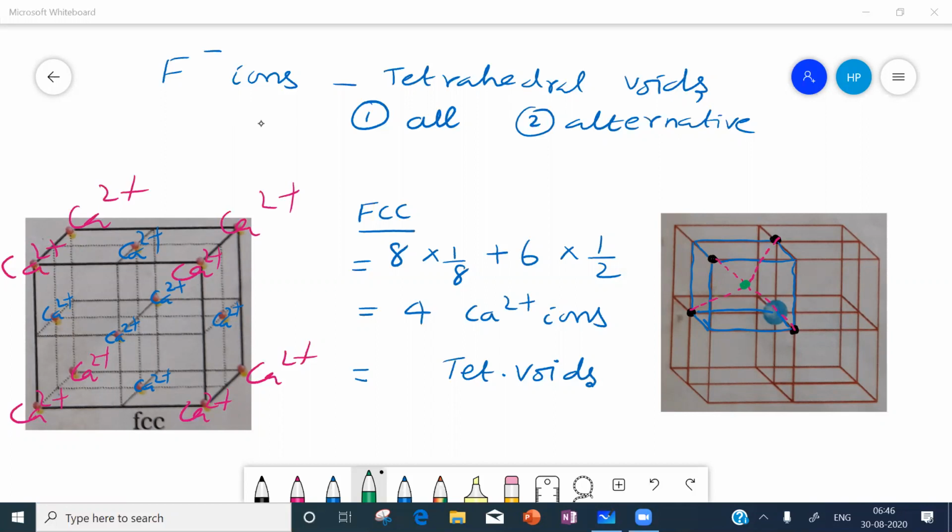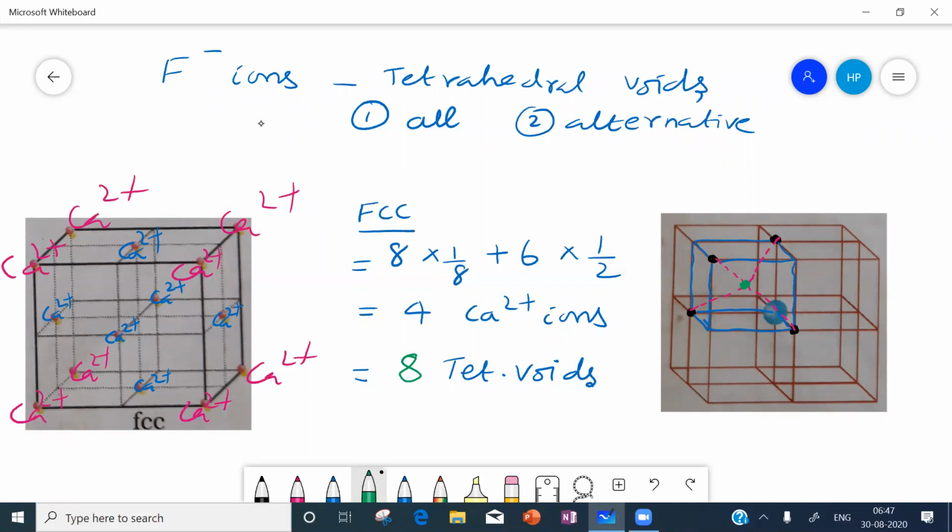In this FCC unit cell, how many tetrahedral voids are present? Okay, you are saying that 8 tetrahedral voids are present. Now we will go for F minus ions occupying tetrahedral voids. This point we will see. How many tetrahedral voids will F minus ions occupy? All tetrahedral voids or alternate tetrahedral voids, that we will see.